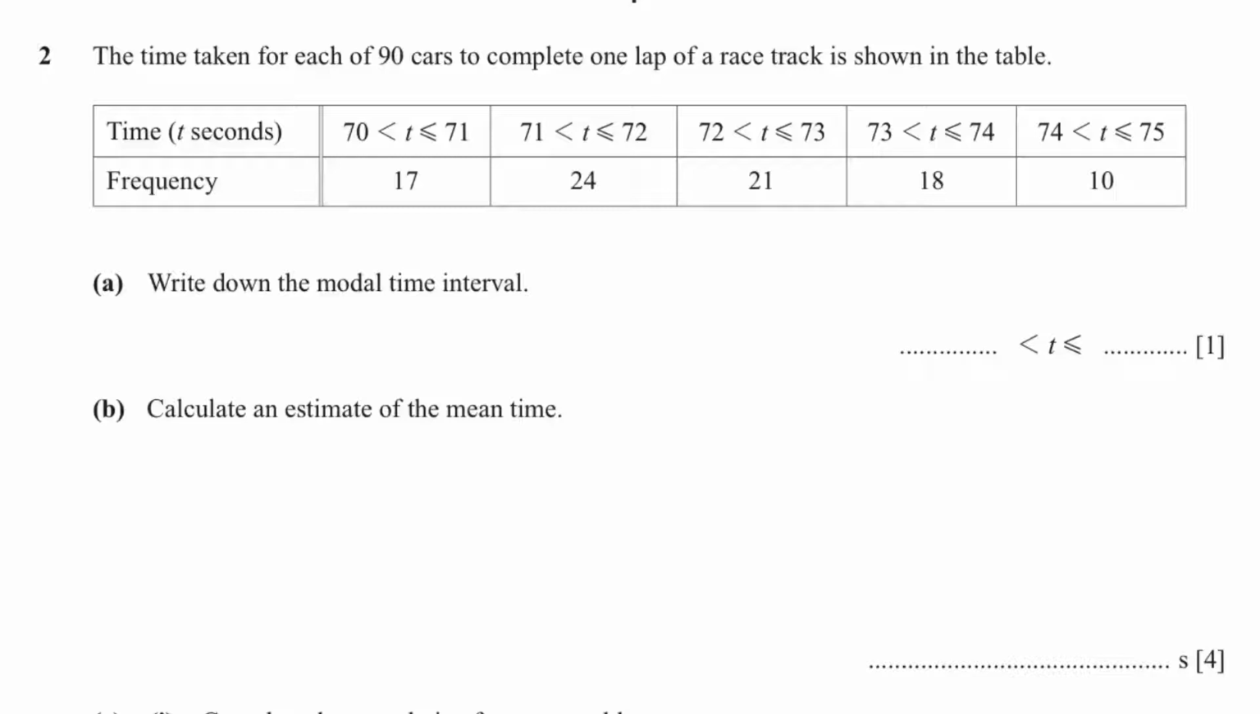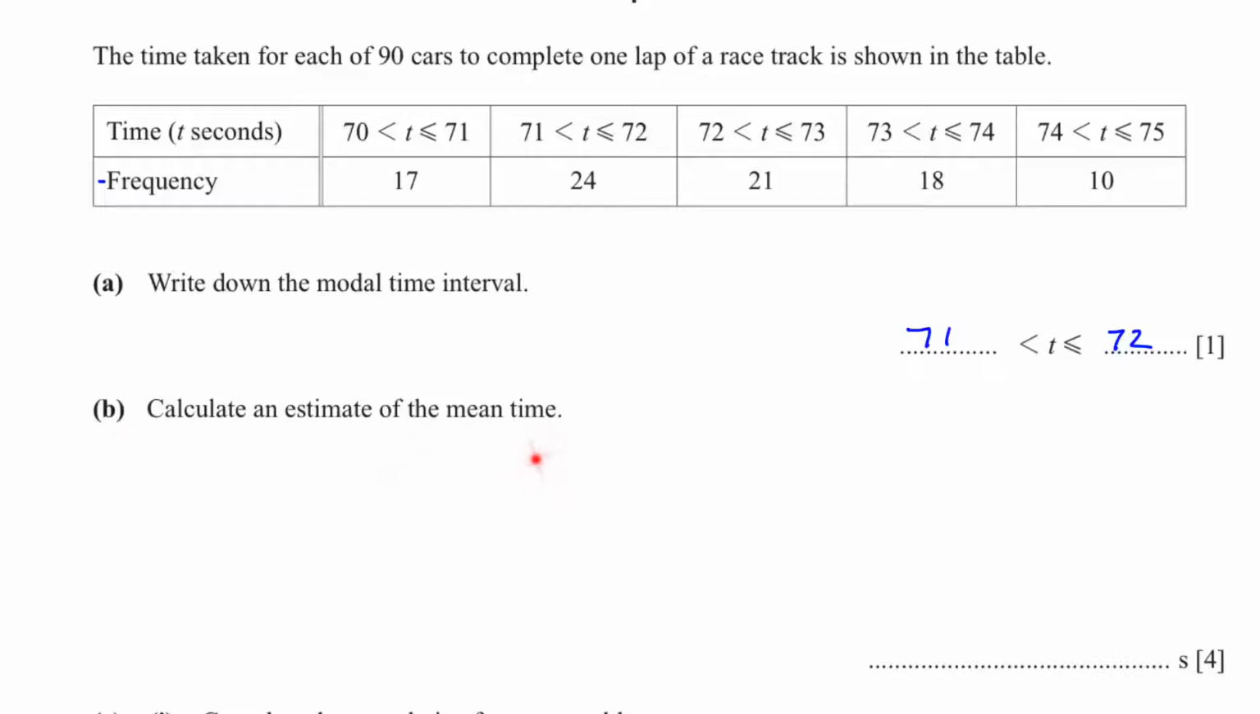Question number 2. So we have been given a table and the time is given to us and the frequency is given to us. Part A, write down the modal time interval. Modal means the most repeated. So which is the highest frequency? 24. Therefore, the answer is 71 to 72. Part B, calculate an estimate of the mean time.